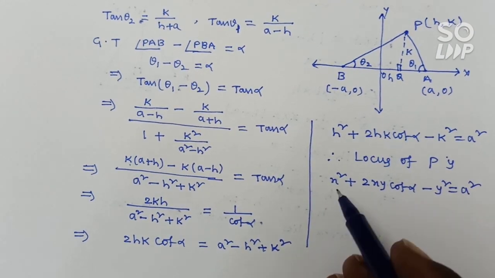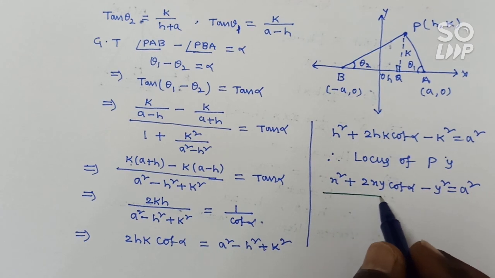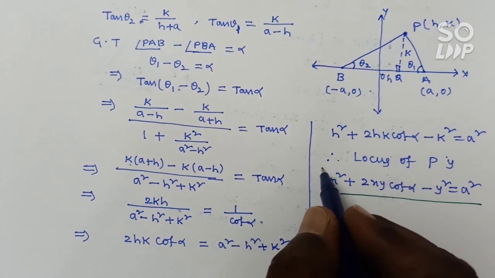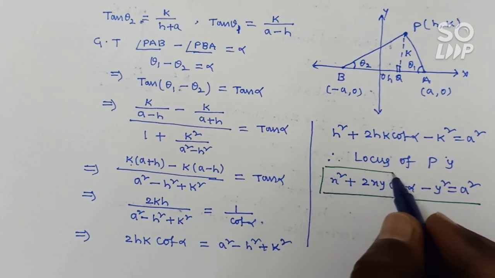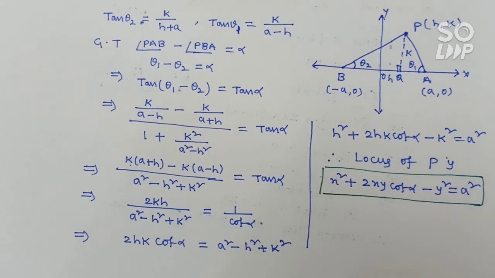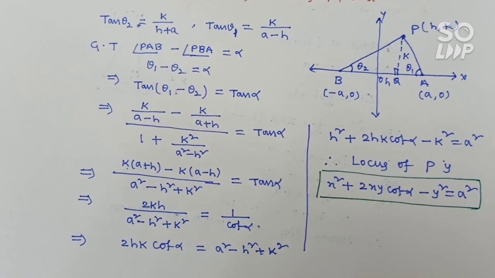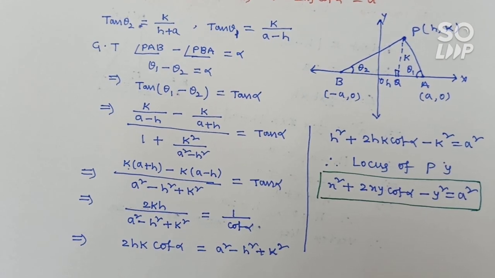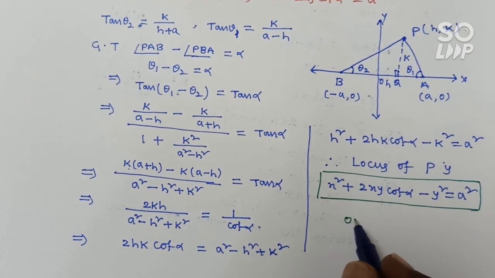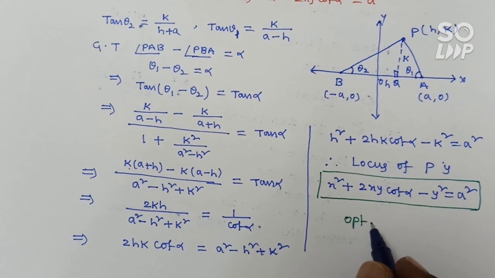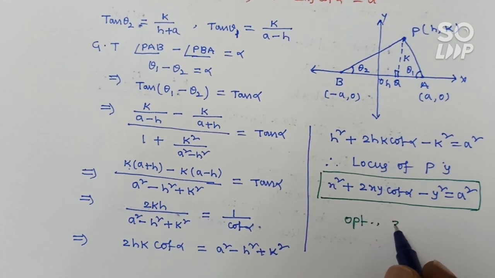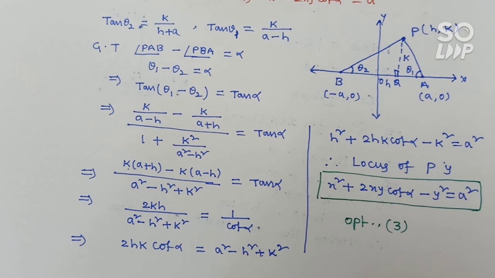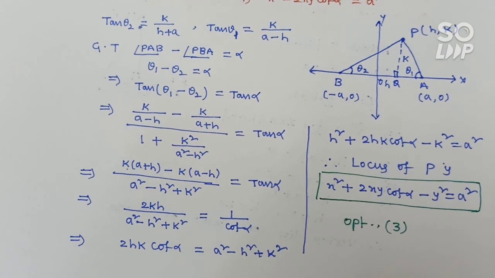So the correct answer will be x square plus 2xy cot alpha minus y square is equal to a square. So what is your right choice? The third option is the correct answer. Option 3 is the correct answer. Right, this one is the solution.